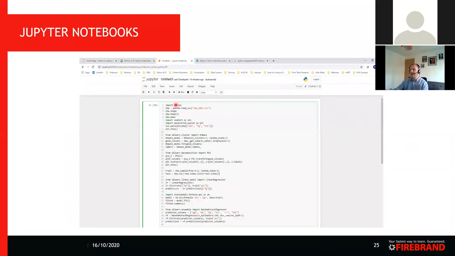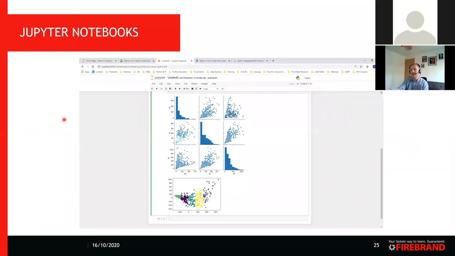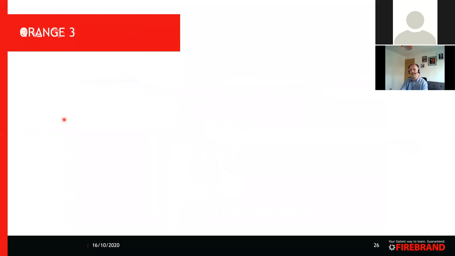So what I'm doing here is I'm looking at another sports data set, an NBA data set this time. I want to do some clustering. I want to do some linear regression. I want to do a random forest as well. And I can do that all within Jupyter Notebooks, all predicated on Python. And I can start to generate some analytical outputs as well, which is really cool. And all within a browser. Thank God for Chrome.